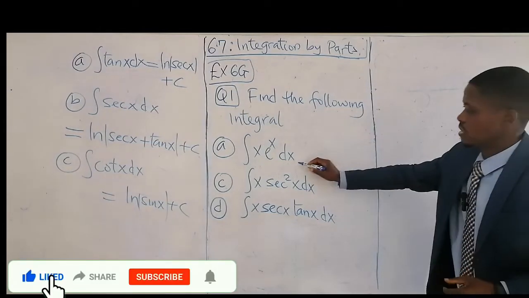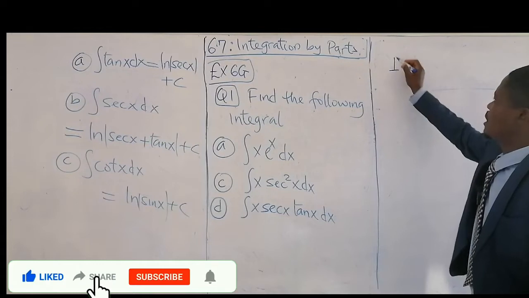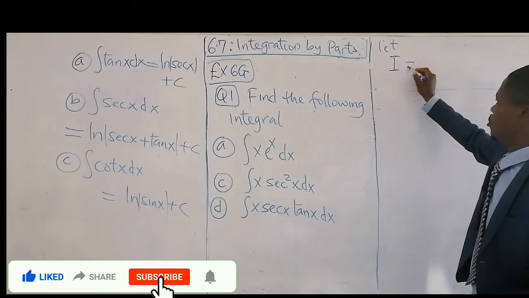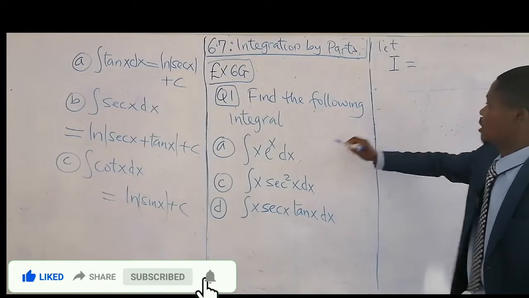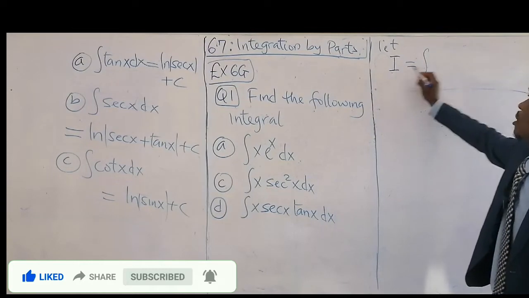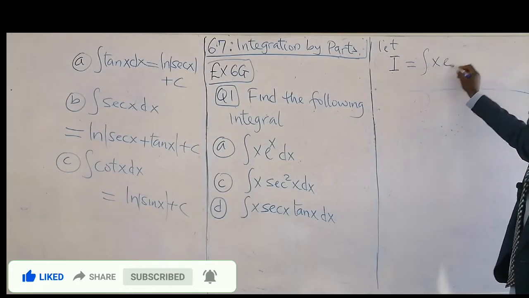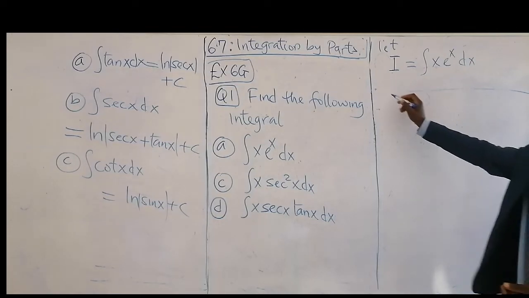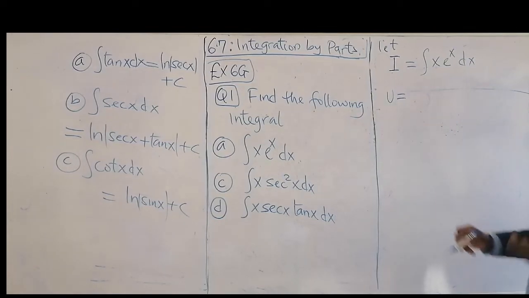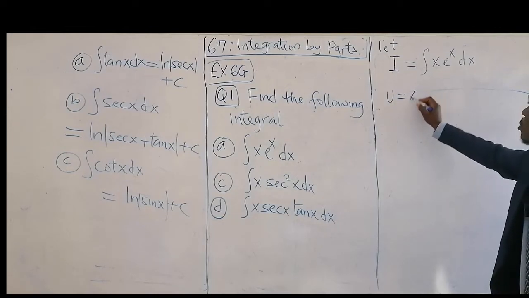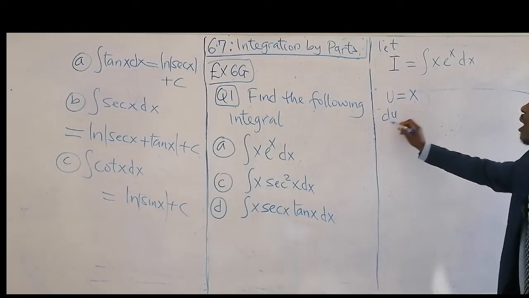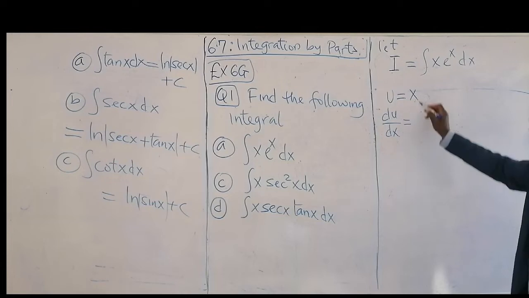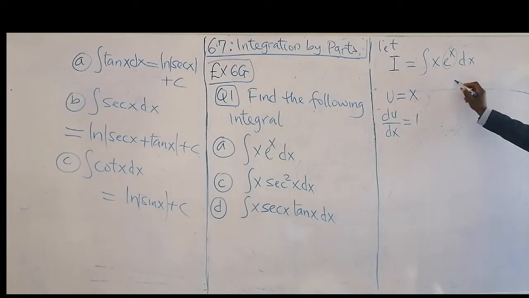The first one, let's call the question I, if you like, but it's not a must. Let's represent the question, which is this. So which one will be my u now? My u is the one that will become simpler on differentiation, and that will be this. The du dx is 1. Then the dv dx is equal to this. So let's get v.